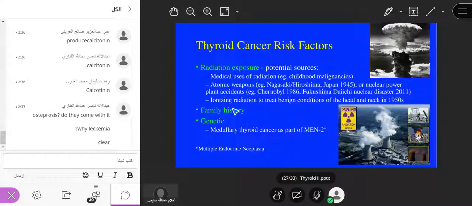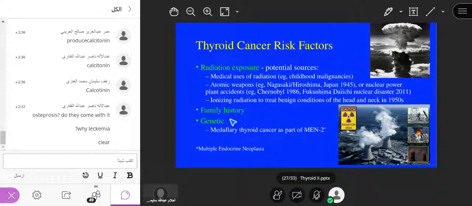In the past, they used to use ionizing radiation for benign conditions. Now, high dose radiation is only used for malignancy, but in the past they used it to treat benign conditions in the head and neck. Do you know that in the past they used to treat acne with radiation? After they found that radiation heals everything, they even tried it for benign conditions. Not anymore, because of the risk of thyroid cancer.